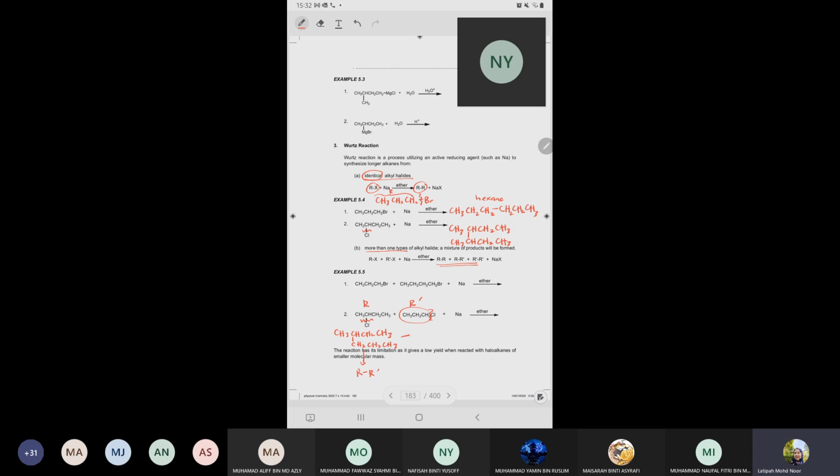Tambah dengan satu lagi produk, kita boleh dapat RR. So RR macam mana nak buat? CH3, CH, CH2, CH3. Kita putus tadi kat karbon nombor 2. Sambung balik dengan karbon nombor 2 juga. So dapat RR. Lagi satu produk.